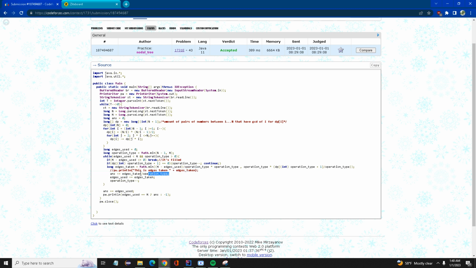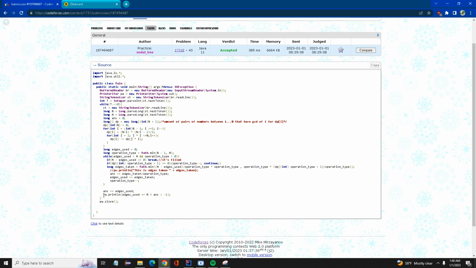And then you add the edges taken over the operation type. This adds the amount of operations you use per k value that you're on. The amount of operations used for that k value is the amount of edges taken divided by the amount of edges provided by that operation type, obviously. And then edges used is just this, and this is the code.